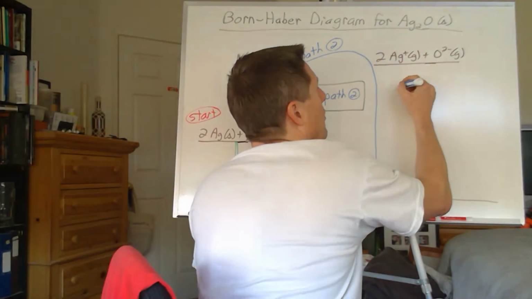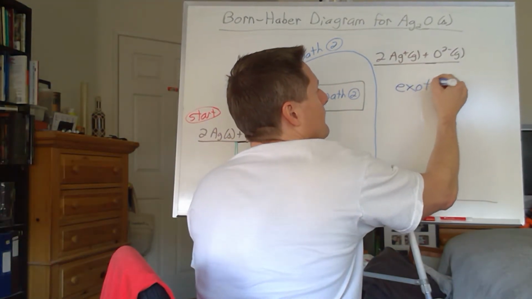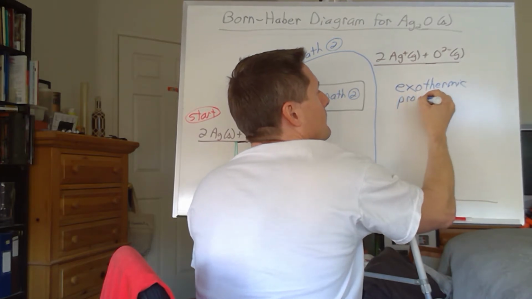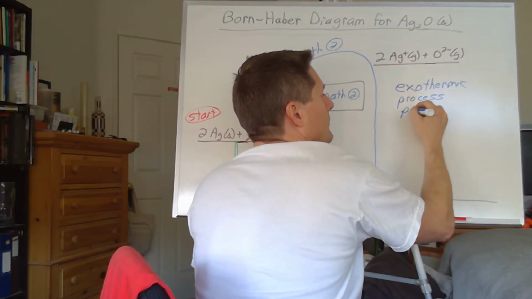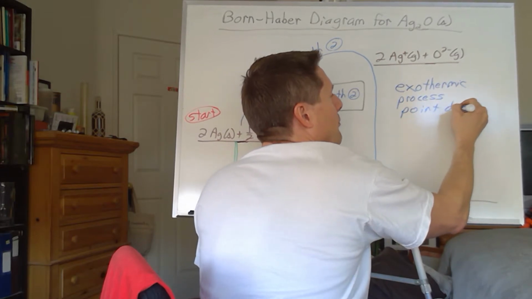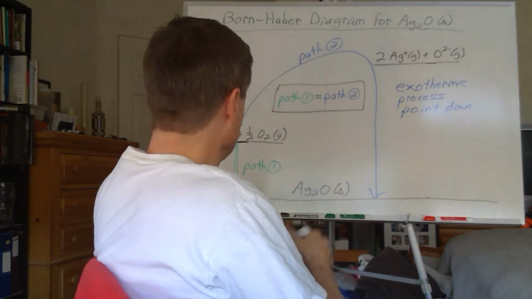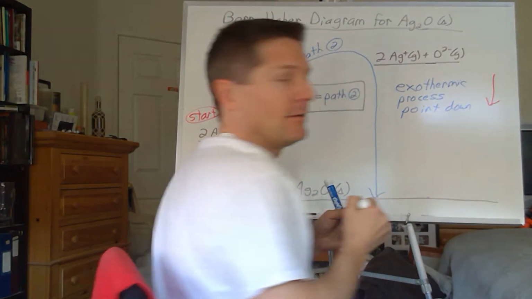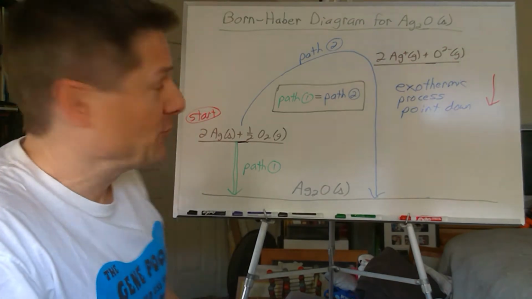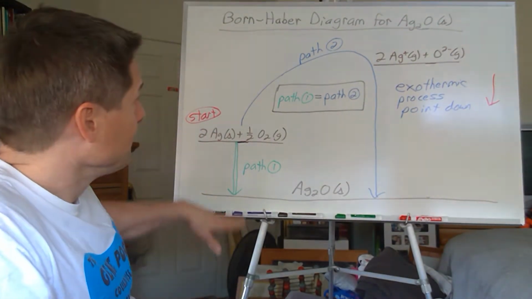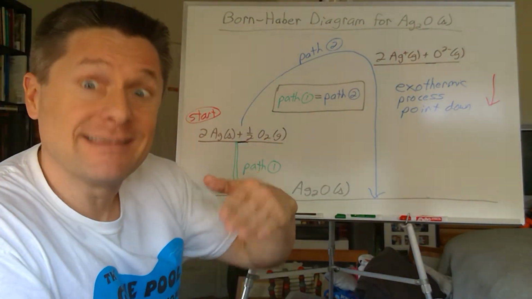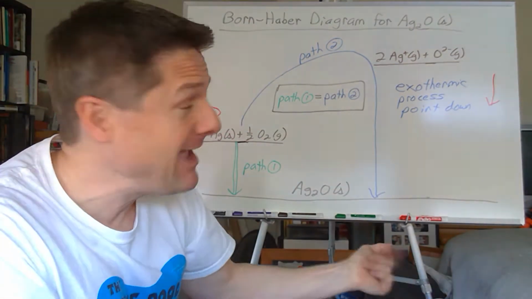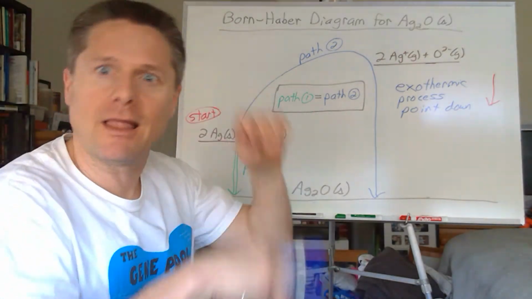So exothermic processes point down. So all exothermic processes will point down, dropping in energy, right? The system is losing energy. Any endothermic process is like climbing a ladder, right? So exothermic, releasing energy, slide down the slide, yay. Endothermic, man, I gotta climb the ladder, it takes energy.